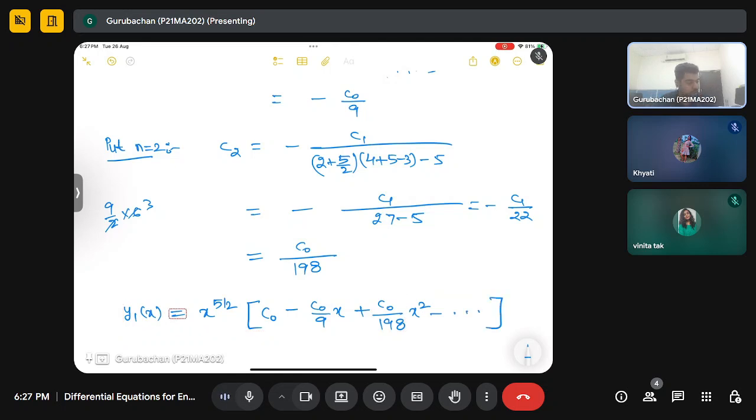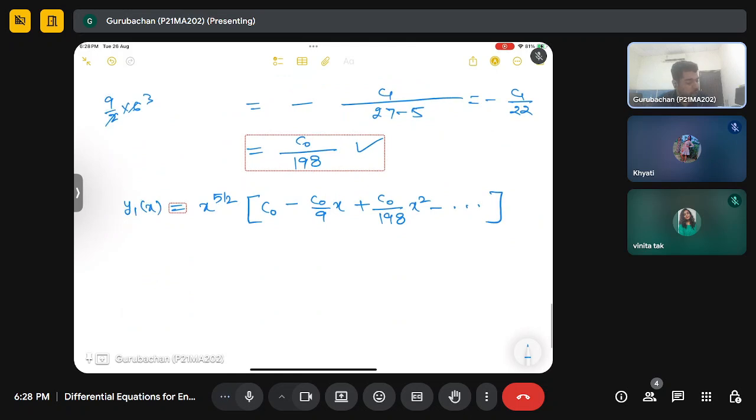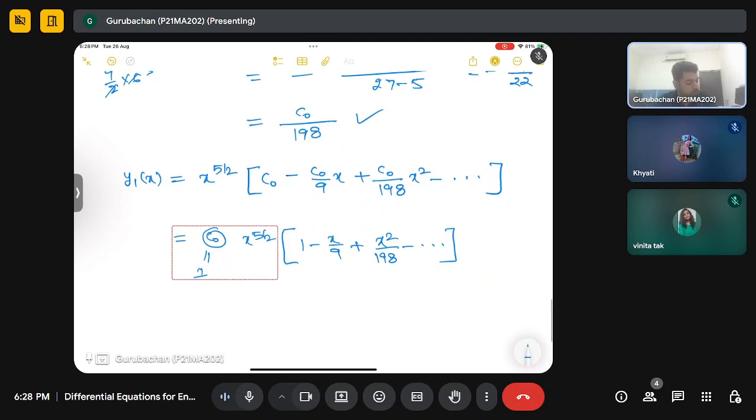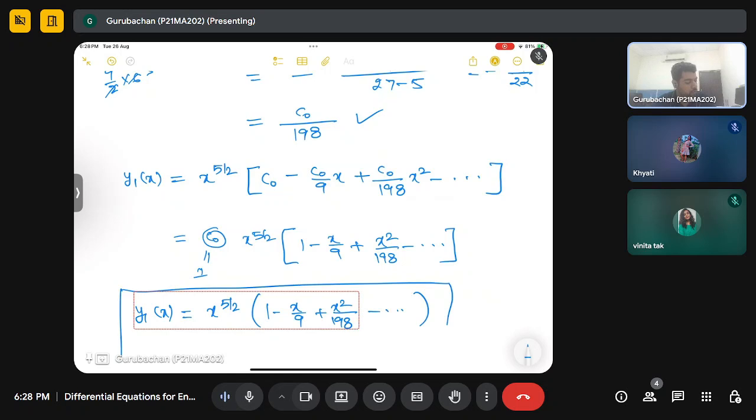Since this sign was positive, and this sign was negative, then the other sign will be positive, then again it will come out to be negative. So for convenience, we can assume C0 to be 1. So x to the power of 5/2, since it's an arbitrary constant, 1 minus x by 9 plus x square by 198 minus and so on. So what is your y1(x) if I write it without the arbitrary constant? This is 1 minus x by 9, plus x square by 198, and this is your y1(x).